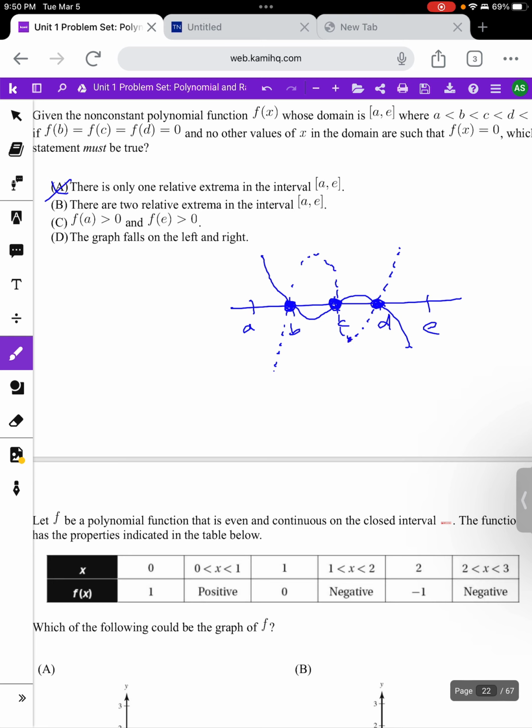Okay, it's talking about the relative mins and maxes. There are two relative extrema. Yes, there are two relative extrema. That is true. I'm going to keep reading the answers to make sure that's the only one I agree with. F of A is greater than 0. Not necessarily, because if we look at A here, it could be above A or it could be below A. The dotted line is below. The solid line is above. So it could be either of those, so that's not right. The graph falls on the left and the right, meaning it goes down on the left and the right. No, it's not going to do both of those. The answer is B.